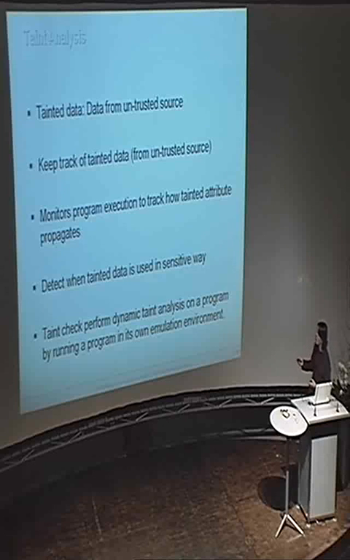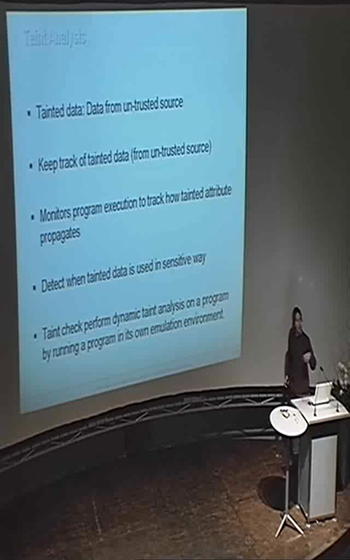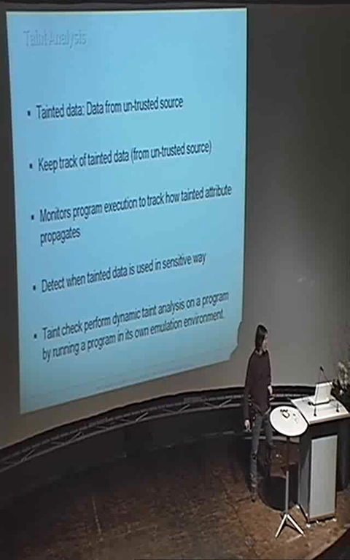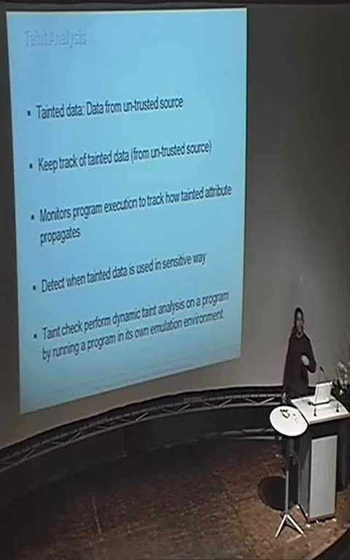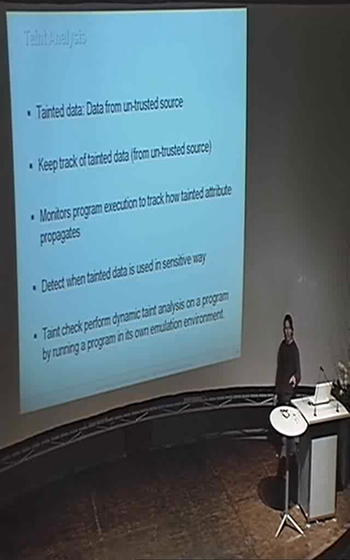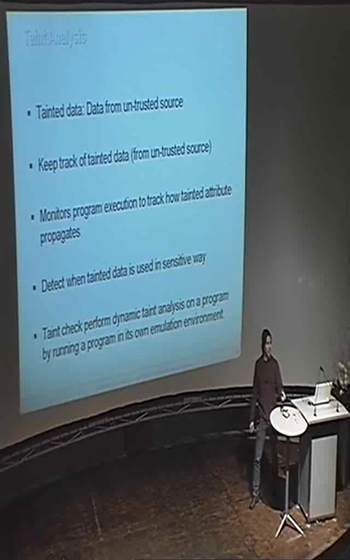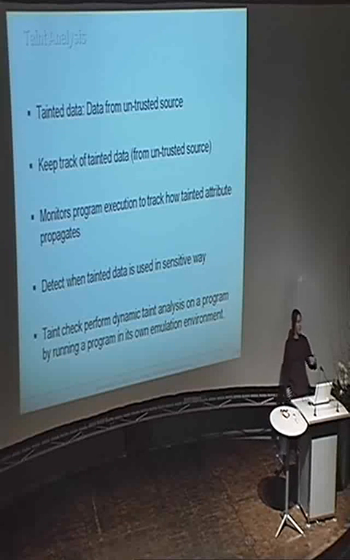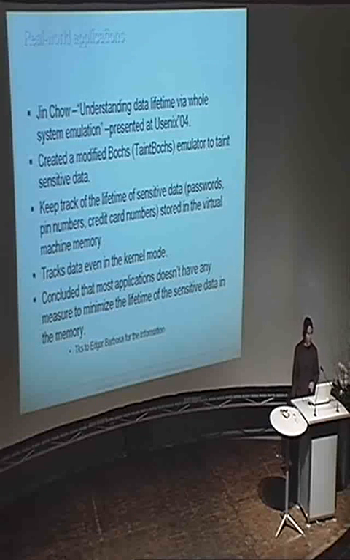The idea is that we need to keep track of this data. We need to monitor the program execution and how this data is passing through the program. And of course, we need to check if this information is going to be used in something critical, or is going to override something that the program really needs. So how do we do that?